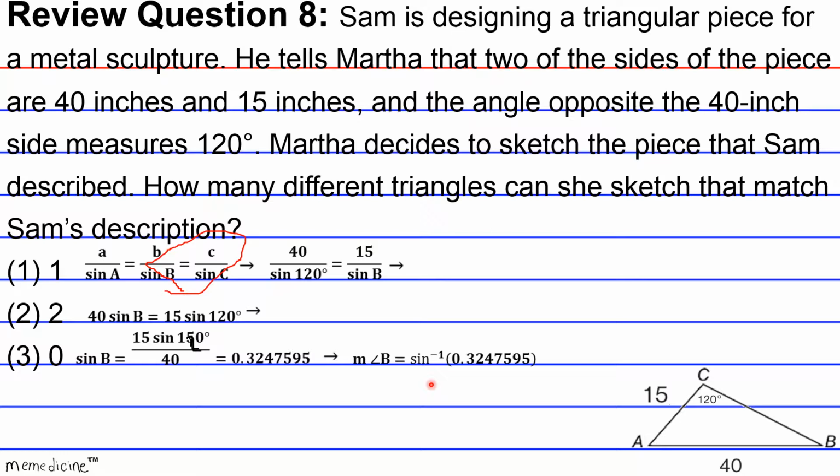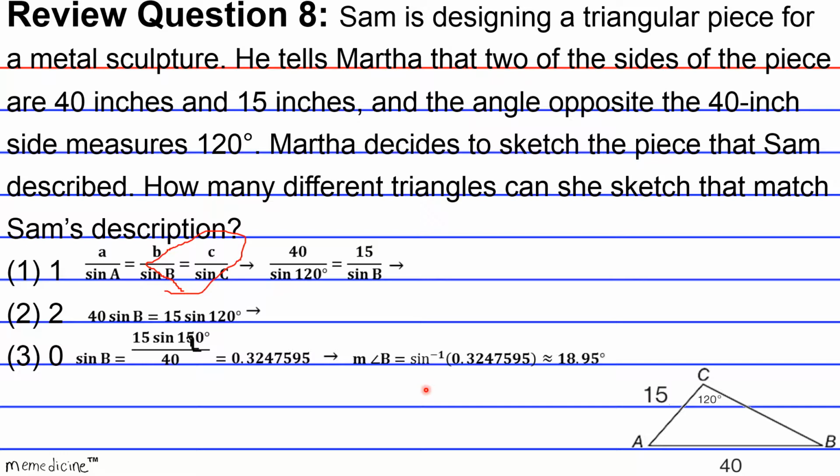All right, so yeah, you're going to use the inverse sine function in your calculator to find out the acute angle version of angle B, okay? So if the measure of angle B is acute, then the measure of angle B is equivalent to the inverse sine of 0.3247595.